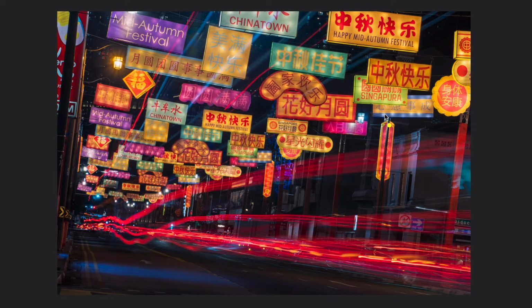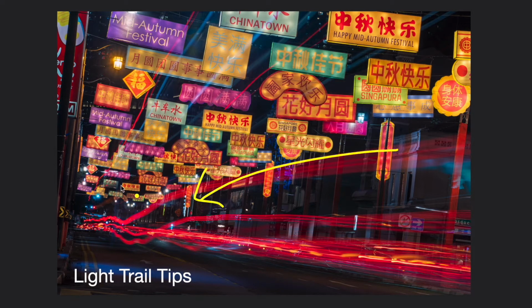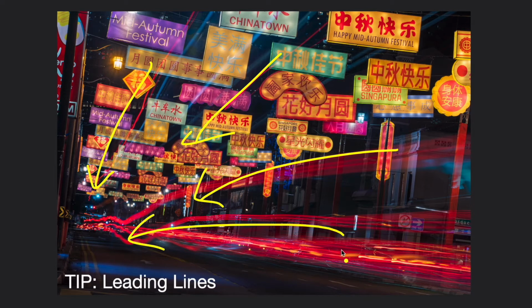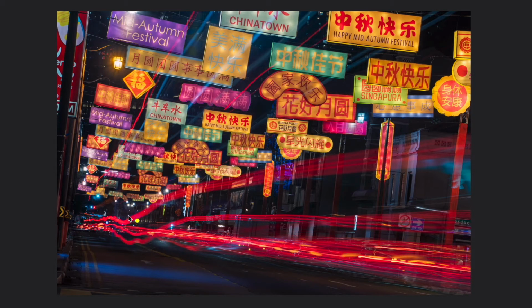I want to share a few light trail composition tips with you. The first one is pretty obvious, and that is light trails make for excellent leading lines. They really draw the viewer's eye through your scene. One important thing to remember, though, is that you want to keep your vanishing point inside your frame. You don't want the vanishing point to be off the edge of your frame. Keep it inside your frame.